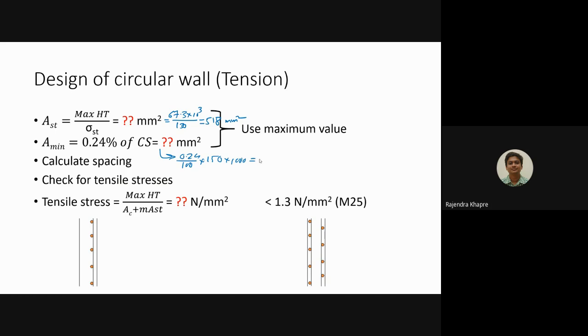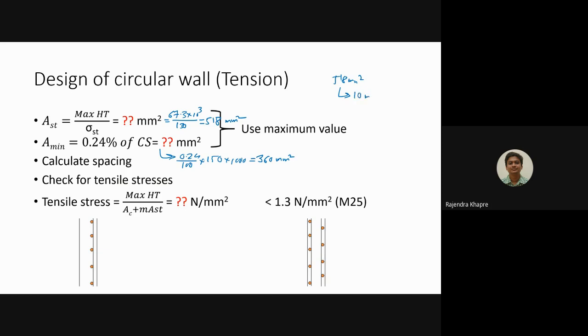So how much is this? 360 I suppose. Of course we have to provide the maximum reinforcement. So in case of 360, we have to finalize the 518 millimeter square of cross section of steel along the circumferential direction. Okay, now so this we are finalizing. So this is 518 millimeter square.